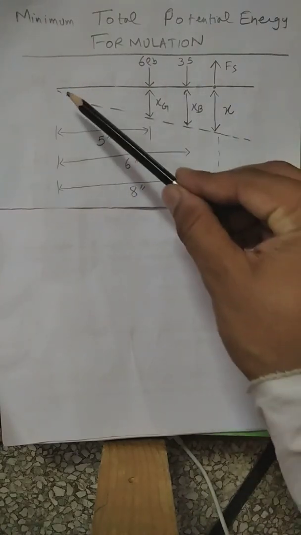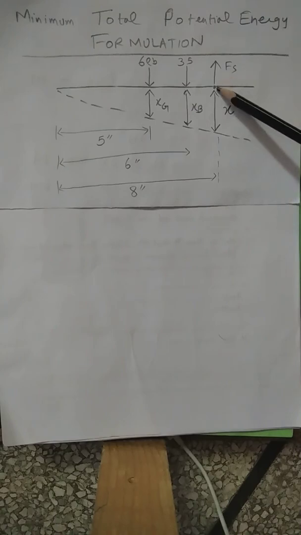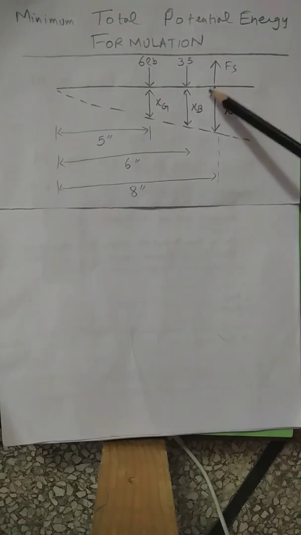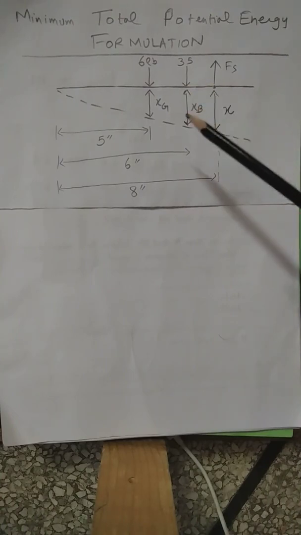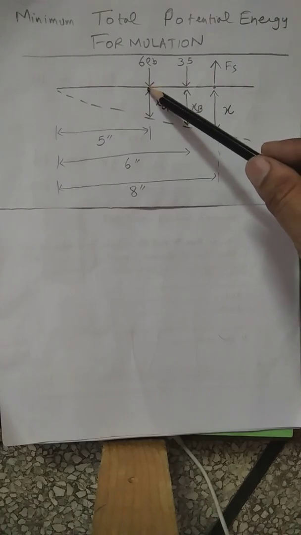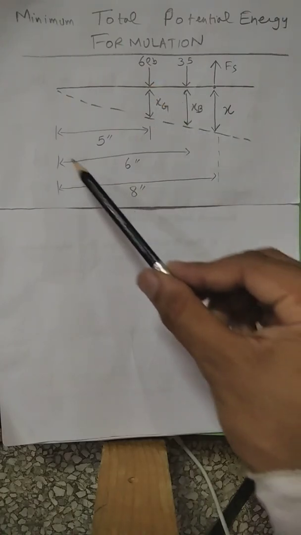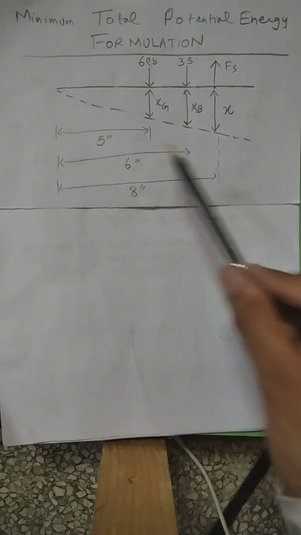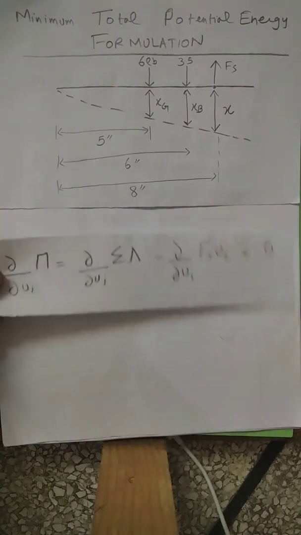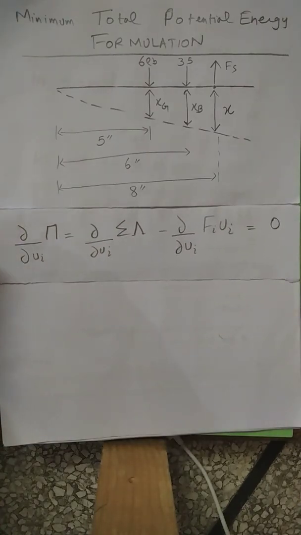So we are going to solve the same problem by the minimum total potential energy formulation. This is the original beam, and this is the deflection of the beam. It has deflected x distance where there was a spring, and where there was 35 pound force, it has deflected xb distance, and where there was a 6 pound force, it has deflected xg distance. So these are the distances of these forces from point A. These are the three distances. So we have the equation for minimum total potential energy, which we have learned earlier.